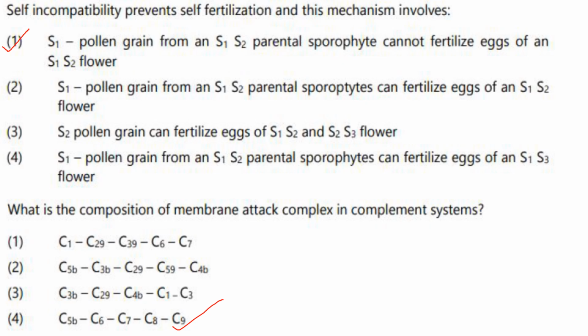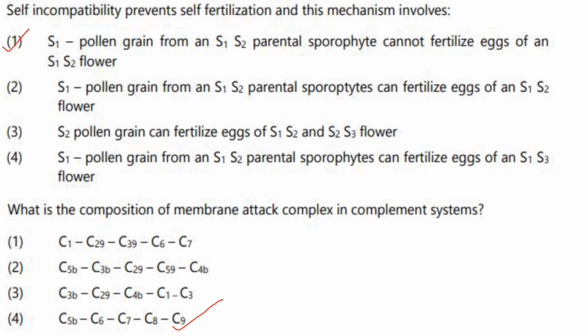This is because the S1 pollen grain carries the same allele as the female plant, that is S1 and S2. So this recognition triggers a self-incompatibility response, and thereby it will prevent the pollen grain from germinating on the stigma of the S1, S2 flower. So first answer is correct.